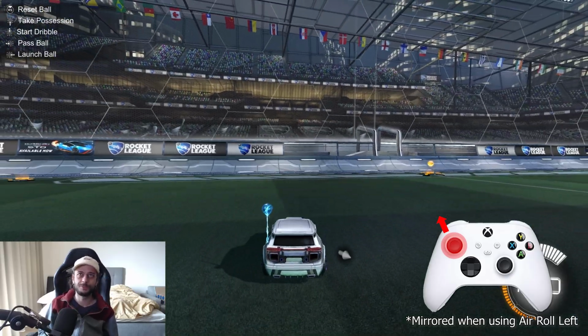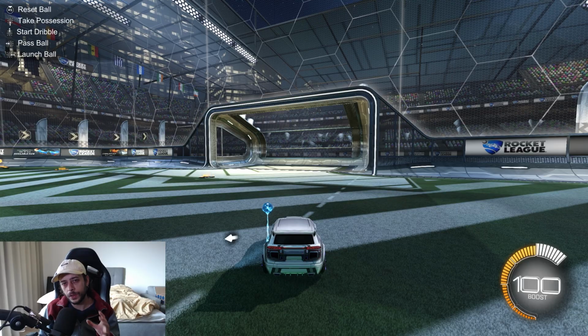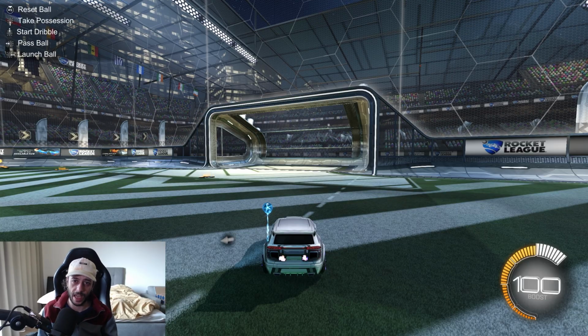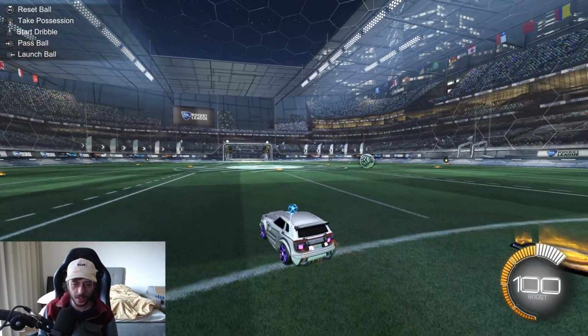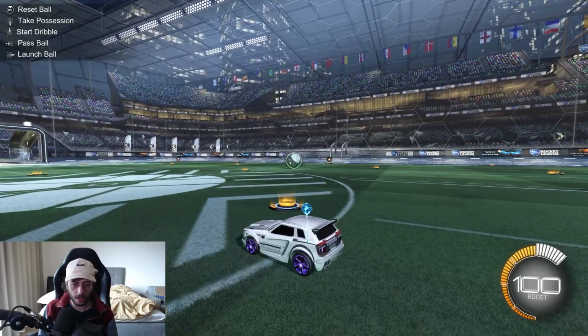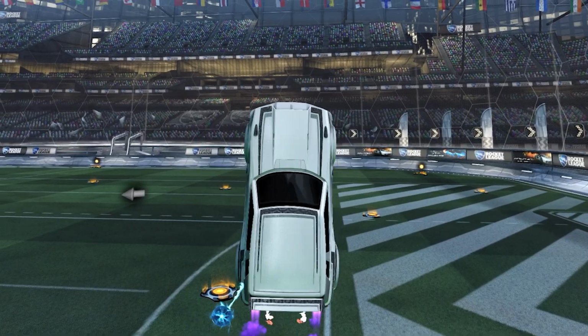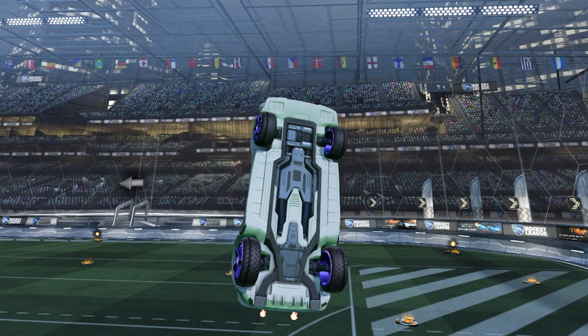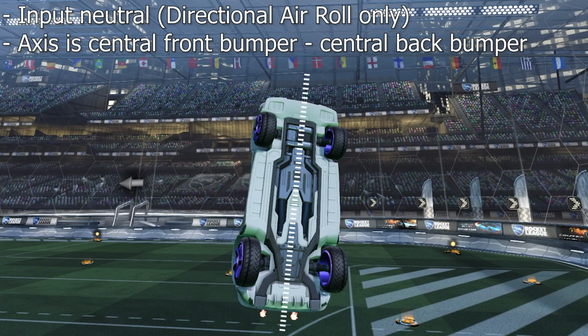And it is somewhat like that. And it took me a while to figure out what was actually happening here. You see, it's not just that your car will go left or right by using these inputs. It's more that the axis of their rotation will be shifted.